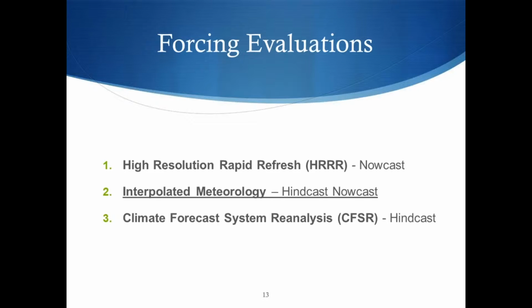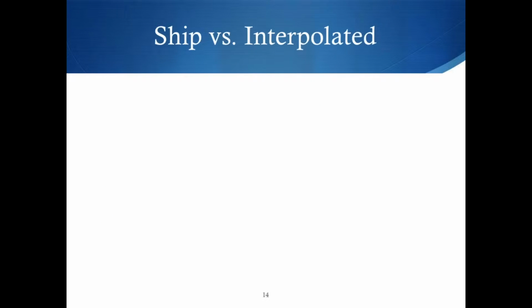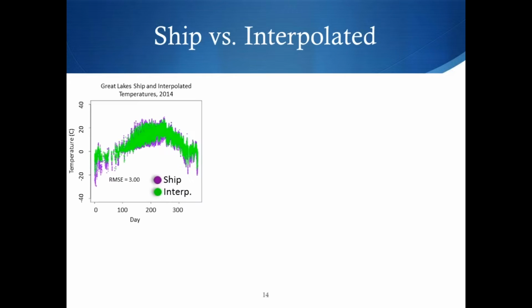So next I'm going to talk to you about interpolated meteorology. This is GLERL's in-house run meteorology, and we can run it back in time for when we want to, or we can use it for a snapshot of now. With the same kind of plots as before, I'm going to show you the time series of ship and interpolated temperatures. And here you'll notice the interpolated temperatures in green, especially in the early part of the year, the wintertime, are higher than the ship temperatures. So kind of the opposite of what we saw with HRRR.